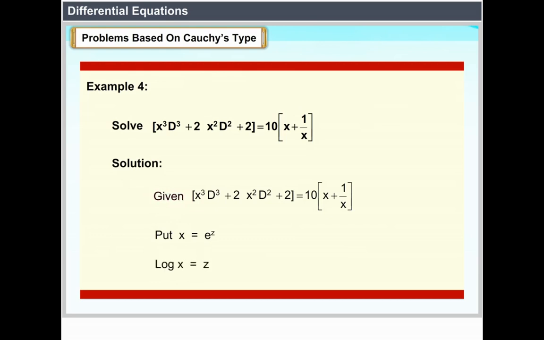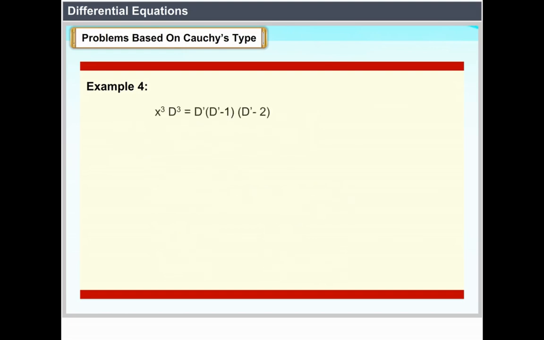Log x equal to z after taking log on both sides. xD equal to D'. x²D² equal to D'(D' minus 1). x³D³ equal to D'(D' minus 1)(D' minus 2). Then we are going to substitute all the D' in our equation.